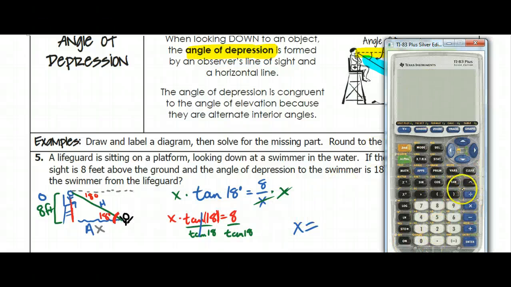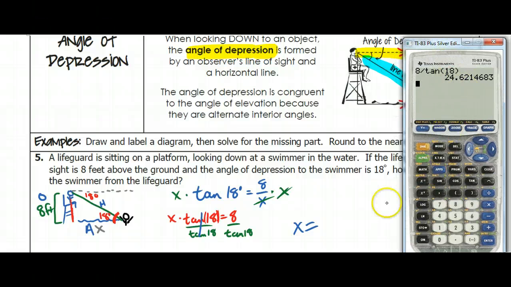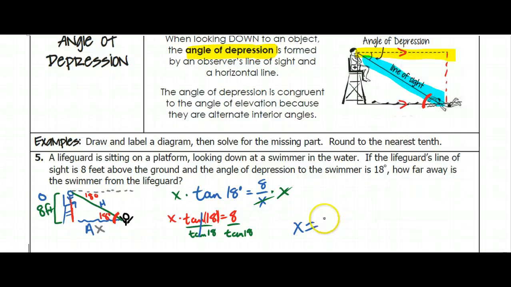What's up, Silverback? 8 divided by the tangent of 18. And that is 24.62. Now it says we're rounding to the nearest tenth, so 24.6 will be good enough. 24.6. Oh, that's not degrees. That would be feet. And that's the distance of the swimmer, and we're done.